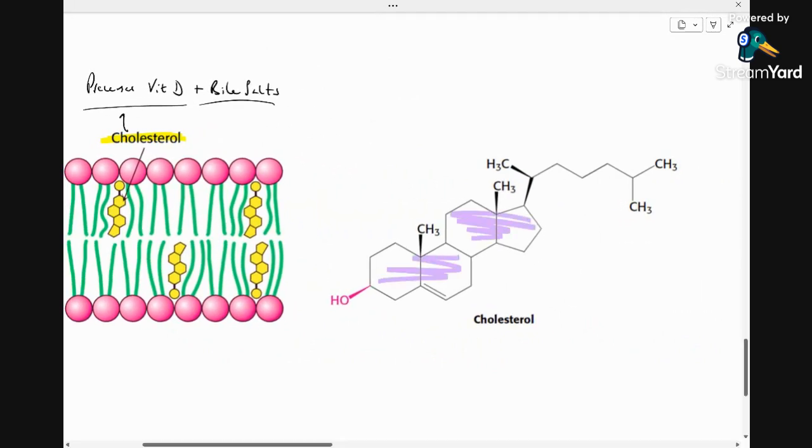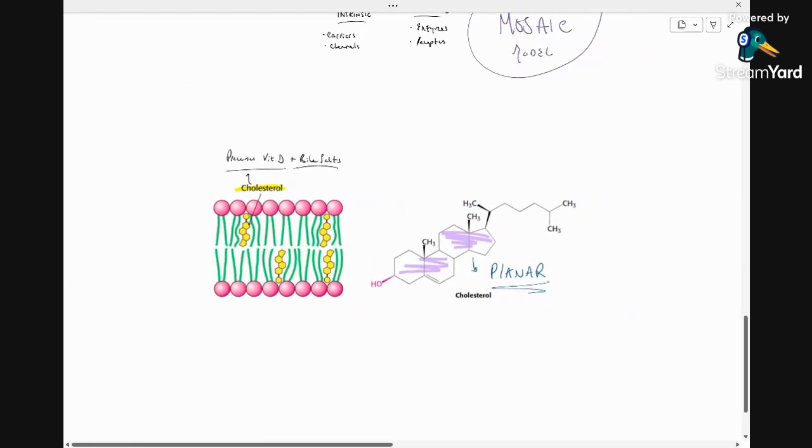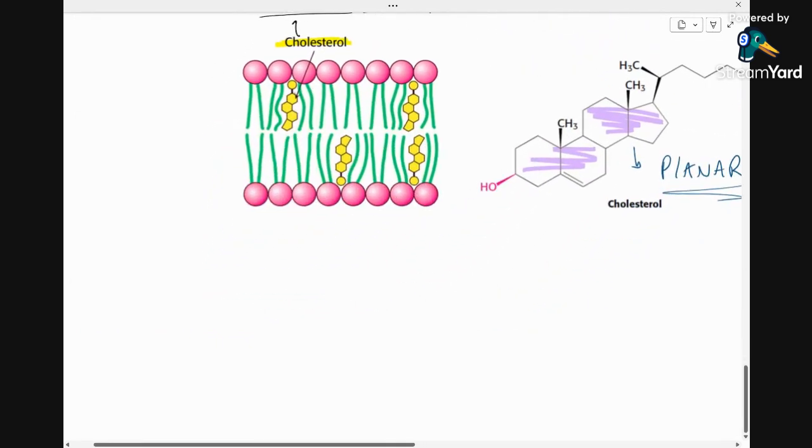It looks like this, and hopefully you can appreciate, right? We've got lots of hydrocarbon rings here that make the structure quite planar. By planar, I mean kind of flat, almost two-dimensional. And the thing that cholesterol does is not only is it a precursor to bile salts and vitamin D, it regulates the fluidity.